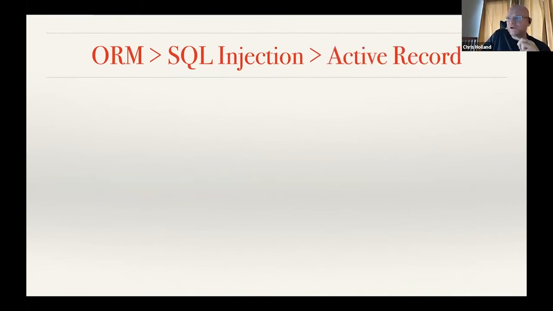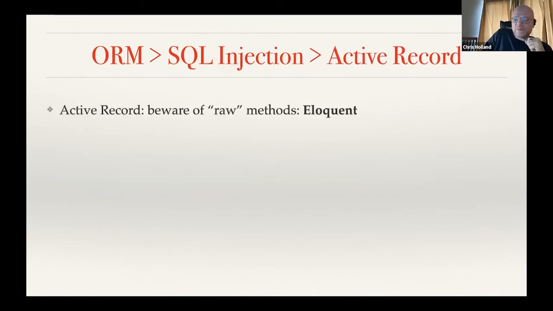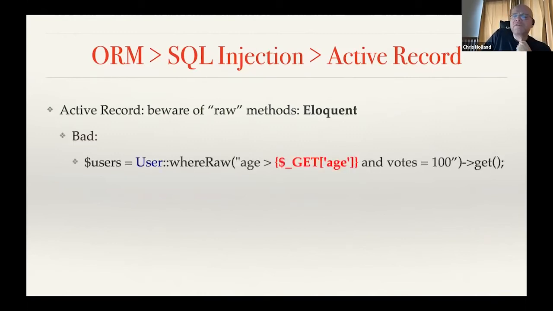Now I want to briefly touch on active record. Some active record engines, such as Eloquent in PHP, have raw methods. So if you have an object user whereRaw, that's where you can put a query snippet where you can inject a variable that just came straight from the request, right? It provides an opportunity for you to do this.